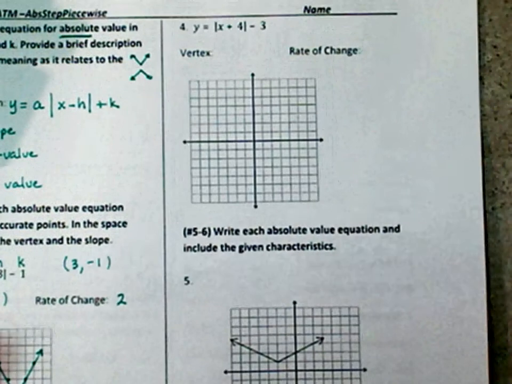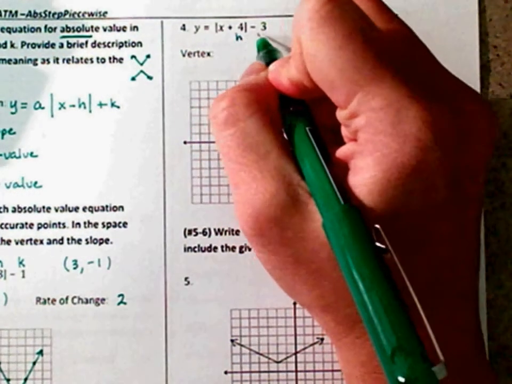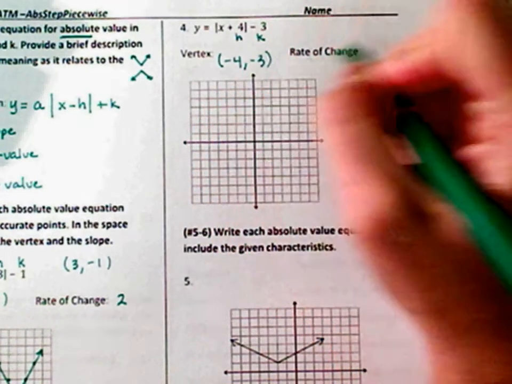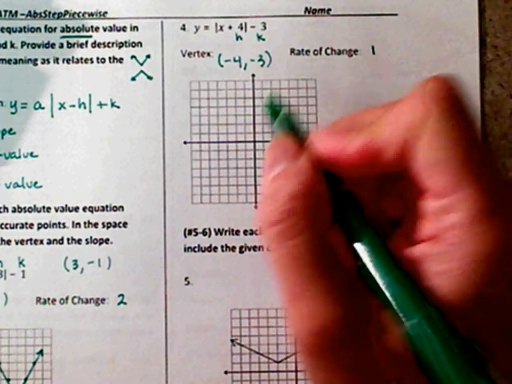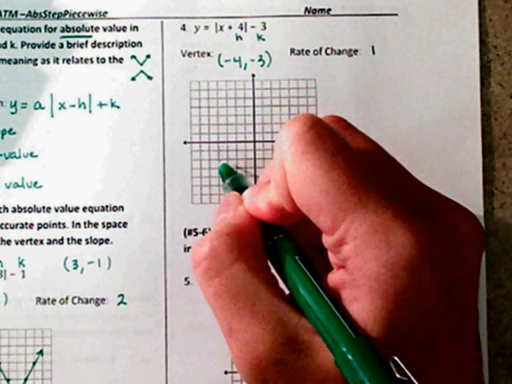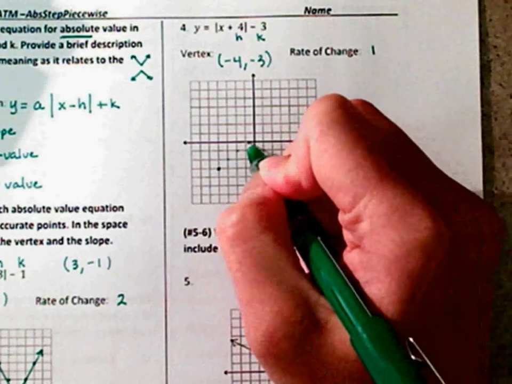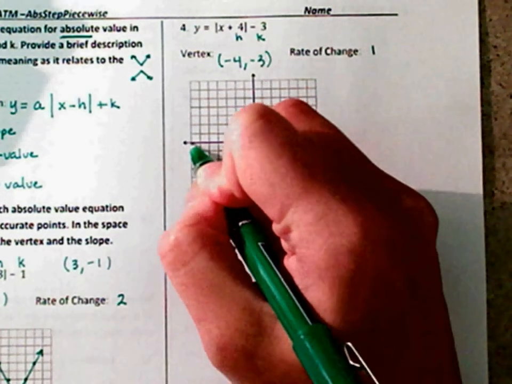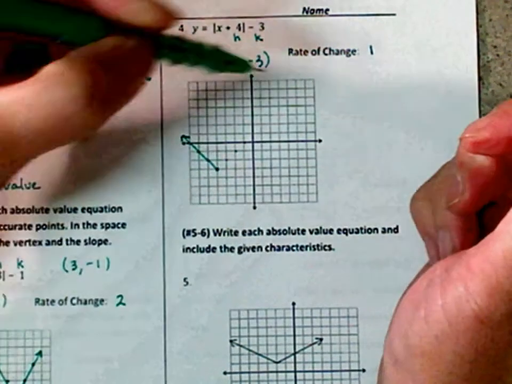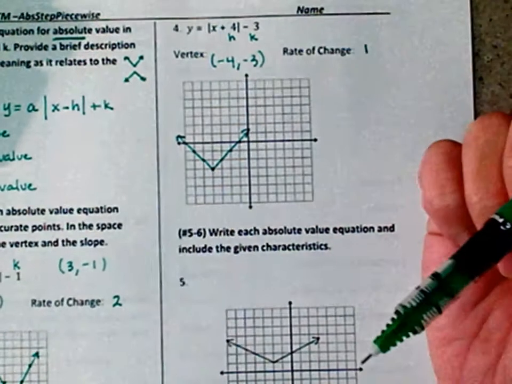Number 4, here's your equation, your vertex, here's your h, here's your k. So your vertex is at negative 4, negative 3. Your rate of change is 1. So go to negative 4, 1, 2, 3, 4, negative 3, 1, 2, 3. Your rate of change is 1 to the right. Goes in the opposite direction as well. So now you have your absolute value equation. There's number 4.